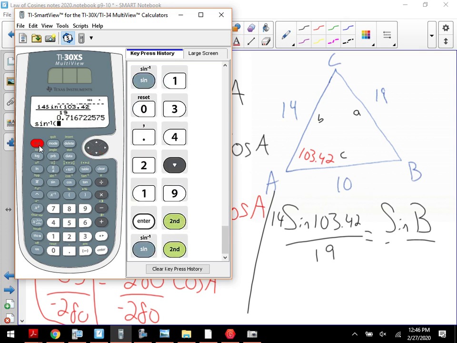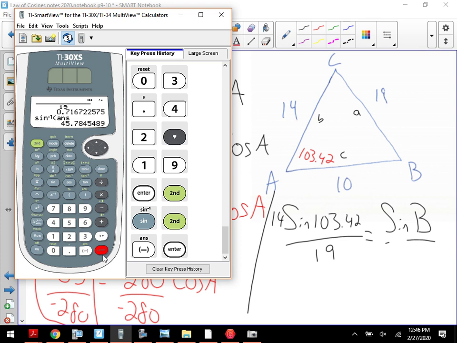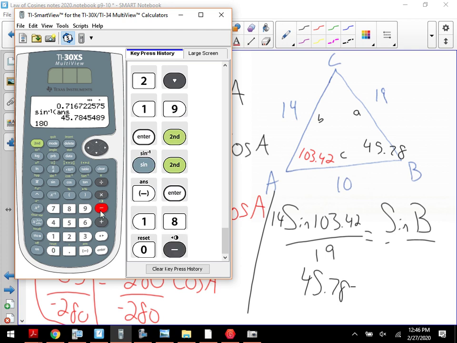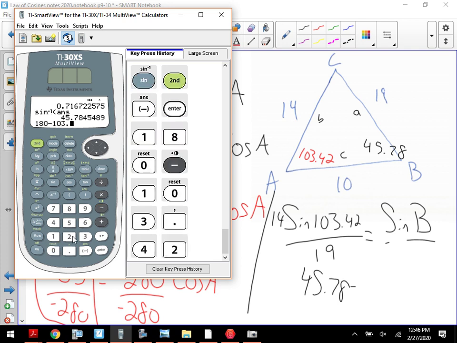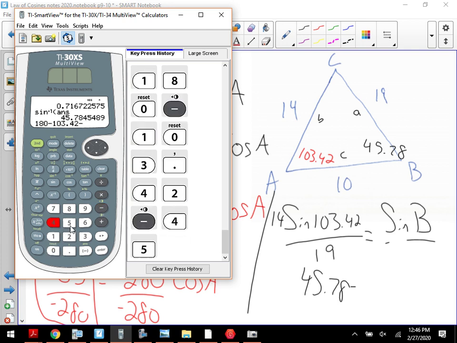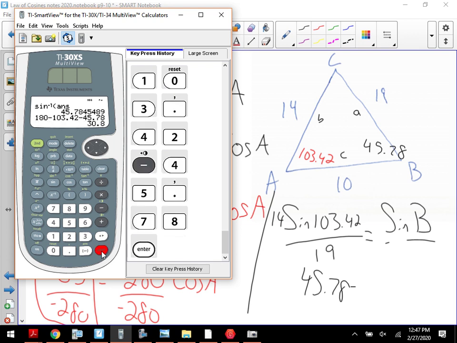Inverse sine, and 45.78. So 180 minus 103.42 minus 45.78 leaves me 30.8. Those numbers sound right, because I think that's what we got last time.